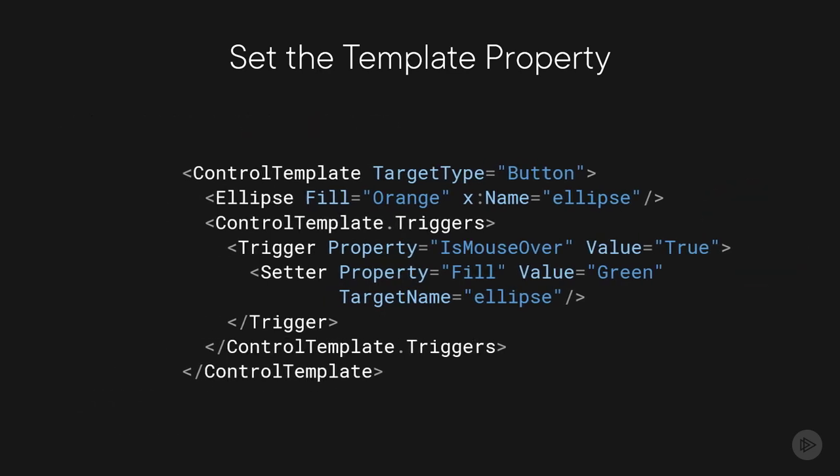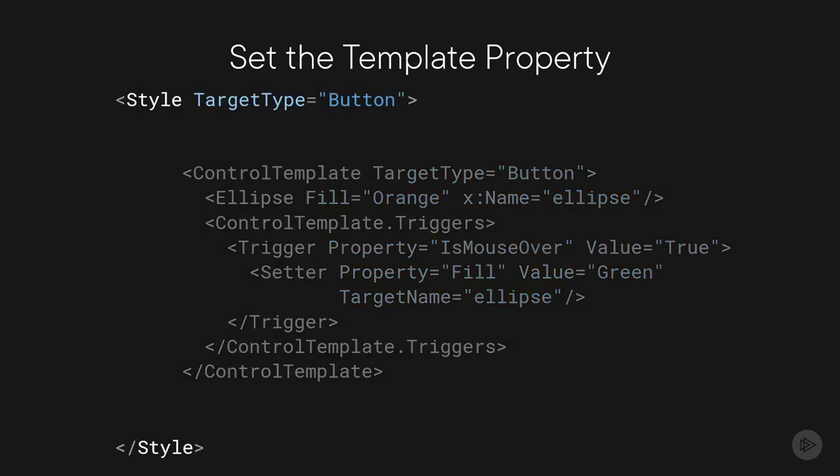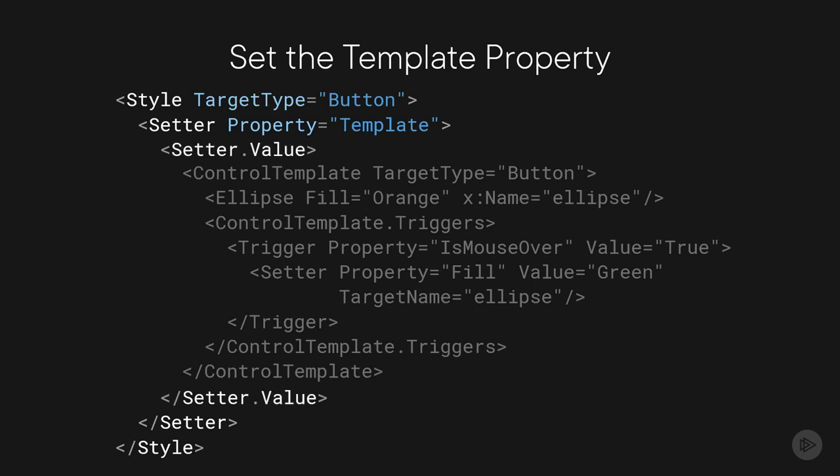Now, instead of setting this control template locally on a button, you can also set it as part of a style. You can create, for example, an implicit style for buttons, and then you define a setter for the template property. With the property element setter.value, you assign the control template to the setter's value property. Now, important to know is that every custom control has by default such an implicit style that defines the default control template. Or in other words, that defines the default look of the control.